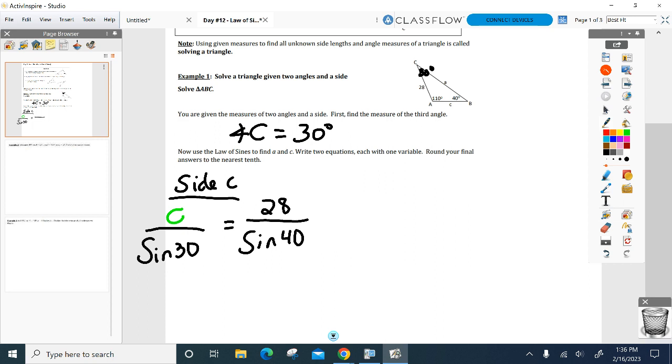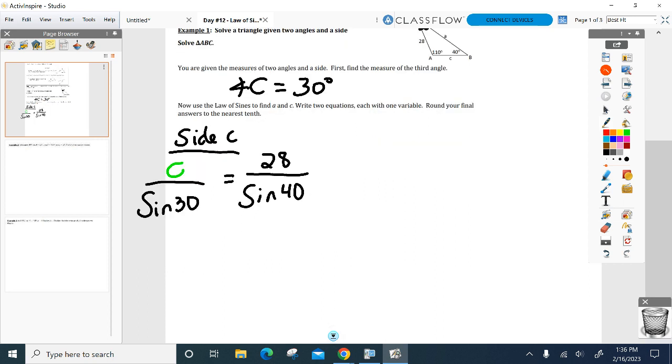How do you solve a proportion? Yeah, I'm not changing the rules here. It's a proportion. Solve it by cross multiplying. Let's go. So extremes would give me C times sine 40 equal to your means, 28 sine 30.